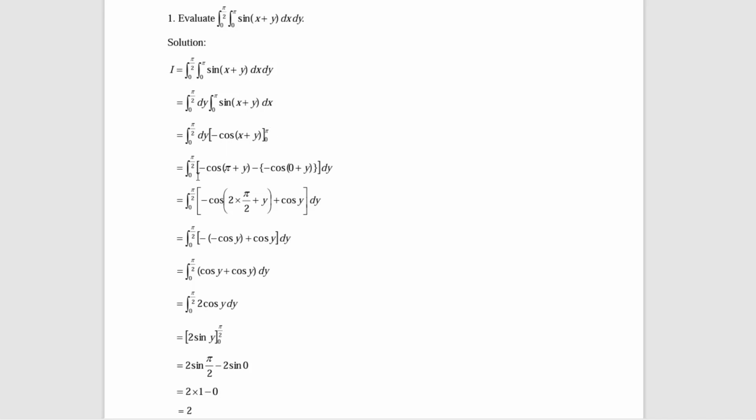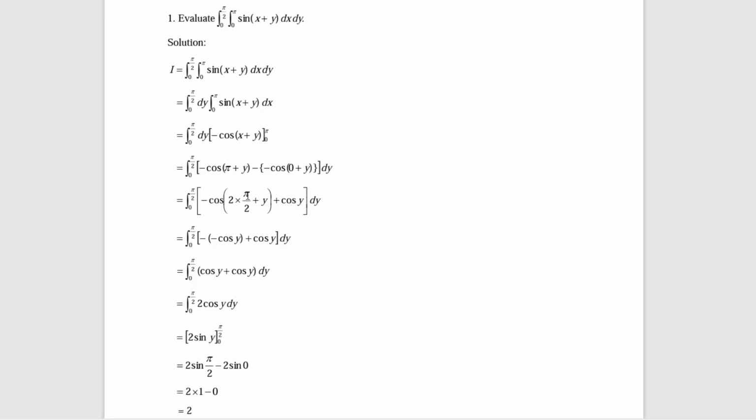As you can see here, first in minus cos x plus y, in case of x we put pi, which is here, then we put a minus, then in minus cos x plus y we put 0 in place of x, which is here. Later in the next line we wrote pi as 2 into pi by 2. Why we wrote this way? Because all the calculations are done using 90 degree or pi by 2 in the angle, right? That's why we just wrote this pi as 2 into pi by 2.